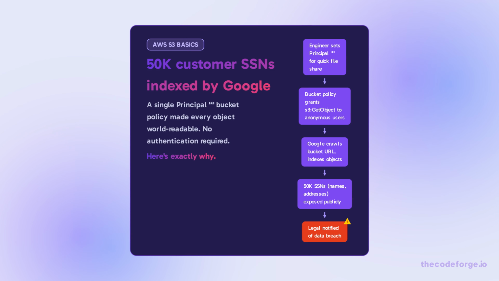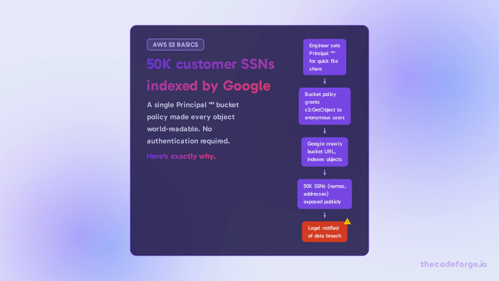50,000 customer social security numbers ended up indexed by Google because of one misconfigured bucket policy. An engineer set principal to asterisk to share a file quickly, assuming no one would find the bucket URL. But that policy made every object world-readable. Let's break down exactly how this happens and how to prevent it.